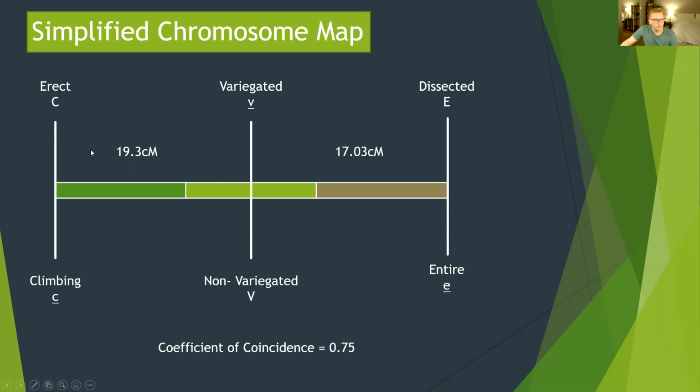Now, it's important to note here that there are some differences in these loci, and that's going to tie into how our probability calculations are done. So the growth habit locus and the variegation locus are 19.3 centimorgans apart from one another. And on the other side here, the combination of variegated and dissected, that distance in centimorgans is 17.03. And our calculated coefficient of coincidence is 0.75.